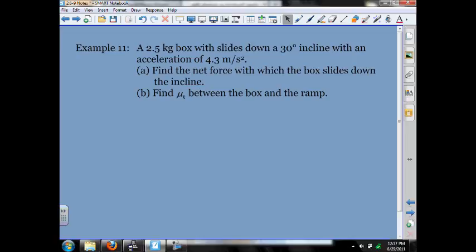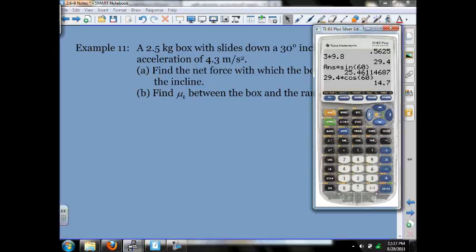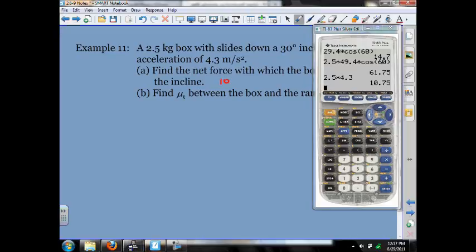Force equals mass times acceleration. This is the net acceleration, 4.3 meters per second squared. You get the net force by multiplying that times mass. 2.5 times 4.3 is all we need. 10.75, so 10.8 newtons right there. Easy enough.